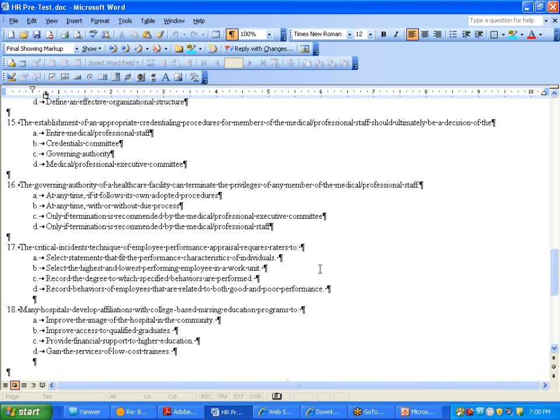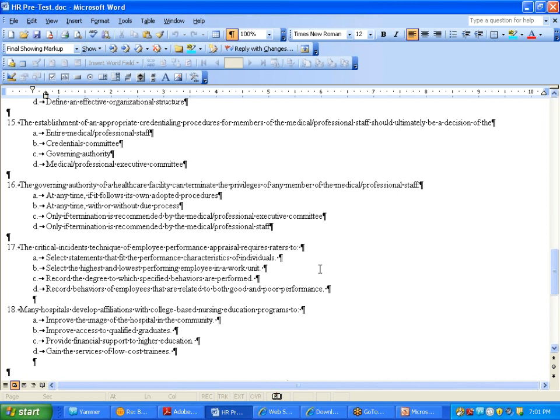Well, it is D. Oh, it is. Wow. And actually, that is the true definition. It's almost looking at a definition. A critical incident technique is the recording of behaviors of employees that are related to both good and poor performance. I mean, it's one of those that you would have to know what the definition of critical incident is. All right, well, now I know. Now we got that one.